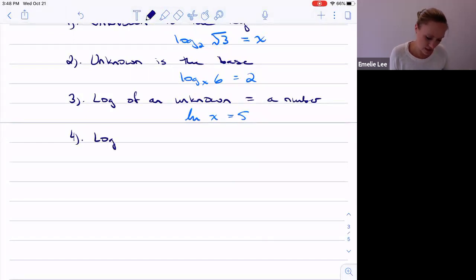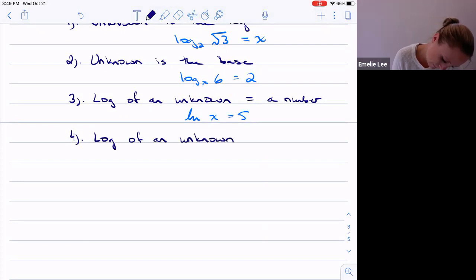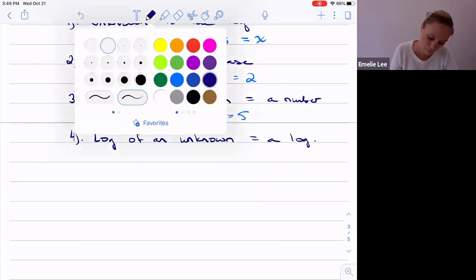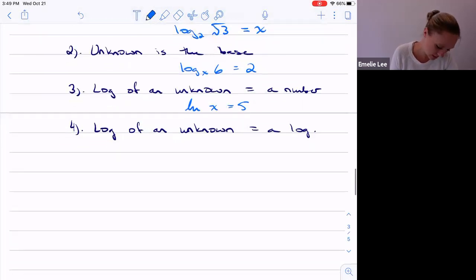and the last one, kind of last major category, is that the log of an unknown equals a log. So the one we're going to do for that one is something like log base 5 of x equals log base 5 of 72.